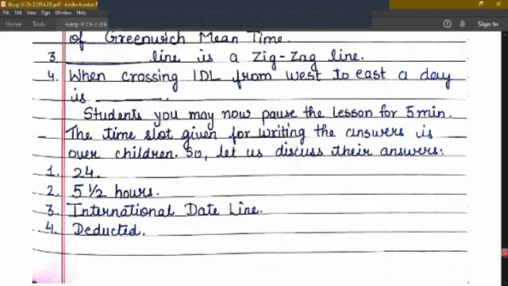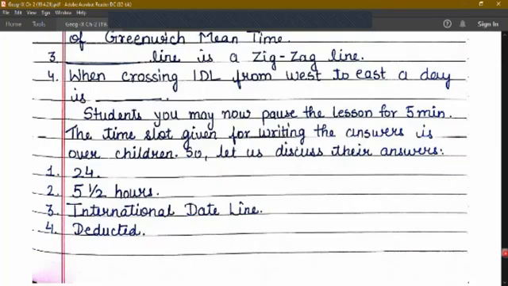Now children, let us discuss their answers. First, there are 24 time zones on the earth. The Indian Standard Time is 5.5 hours ahead of Greenwich Mean Time. Number 3, international date line is a zigzag line. Number 4, when crossing international date line from west to east, a day is deducted or reduced.